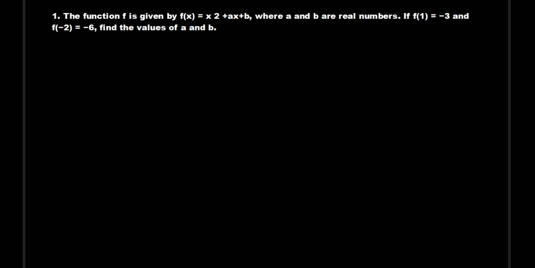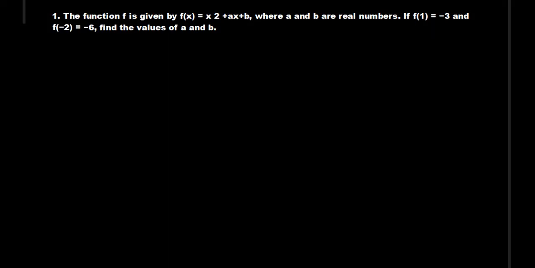In this session, we're going to solve the tutorial sheet on functions. So the first question is saying the function f is given by f of x equals x squared plus ax plus b, where a and b are real numbers. If f of 1 is equal to negative 3 and f of negative 2 is equal to negative 6, find the values of a and b.